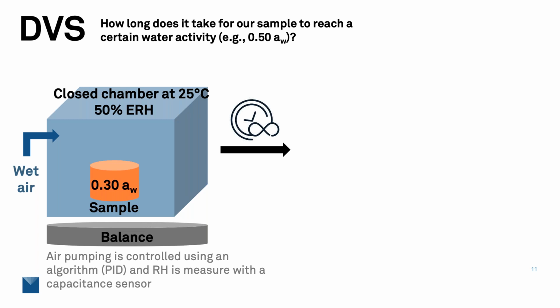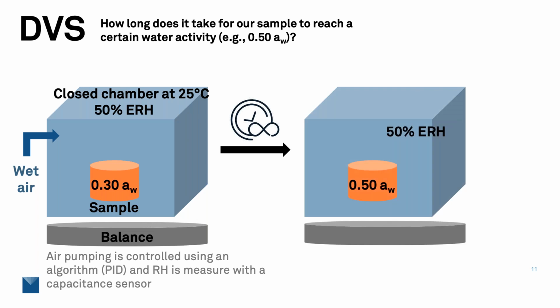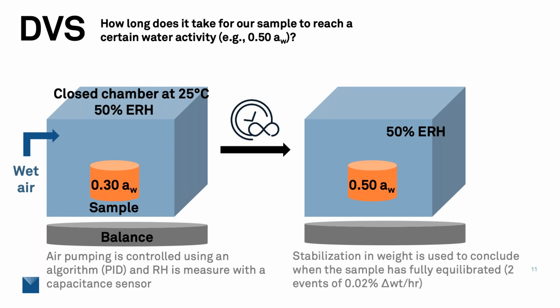Now, after an infinite amount of time, that sample is eventually going to come up to 0.5 water activity and come to equilibrium with the surrounding relative humidity. And we know that this test is over by watching the stabilization in the weight. So we're going to wait until that sample has fully equilibrated, and there are some different measures or settings that we can set up to know that we have reached that equilibrium.